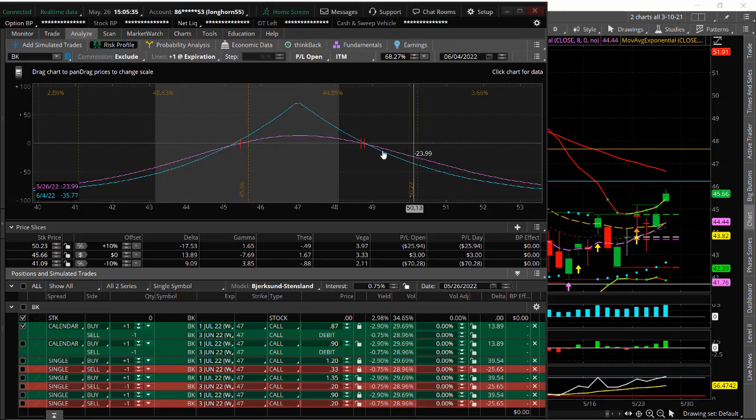But we have the flexibility to adjust the trade and stay with it for a longer, bigger move to the upside. So this again is called a calendar spread, or sometimes referred to as a horizontal spread.